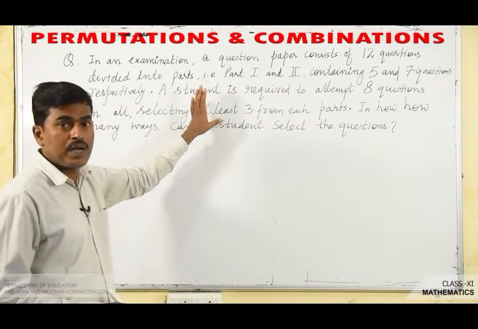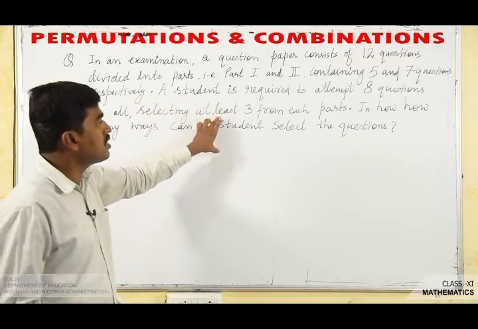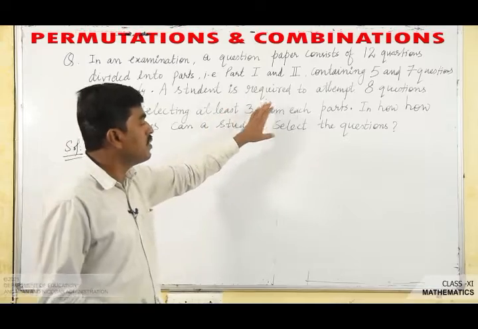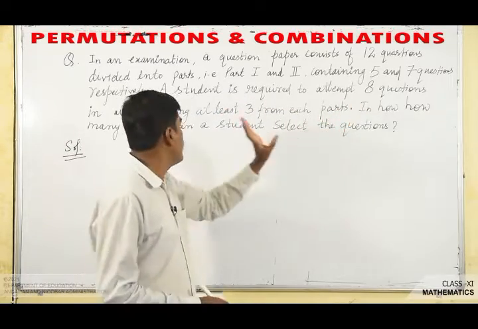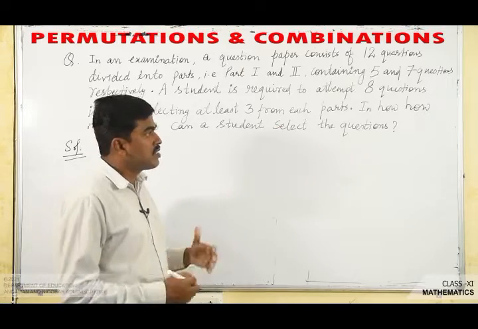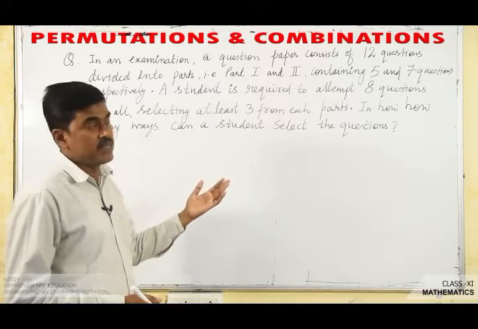A student is required to attempt 8 questions in all, selecting at least 3 from each part. So in how many ways can a student select the questions? This is the question.